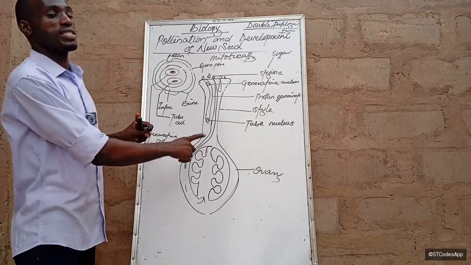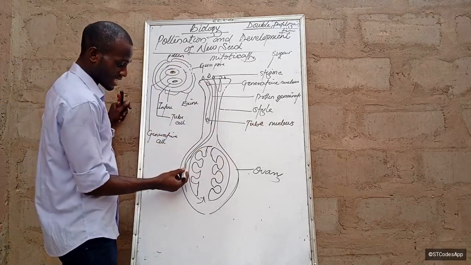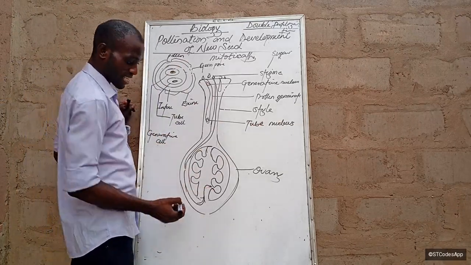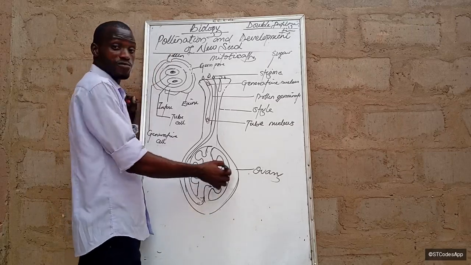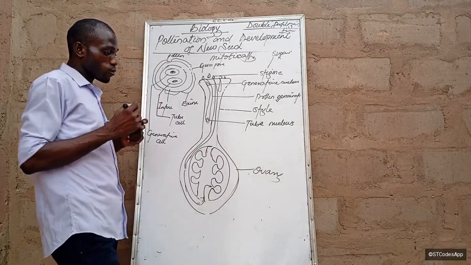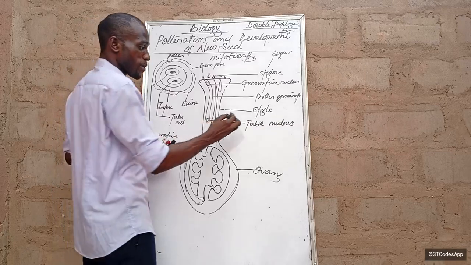So as it begins to germinate, it grows down in this direction, being led by the tube nucleus. It enters into this place and is then able to penetrate the ovule, any of these ovules. Is that clear? Now, there's something about the tube nucleus.